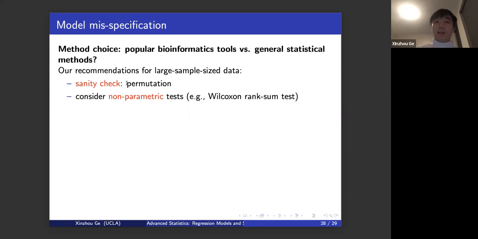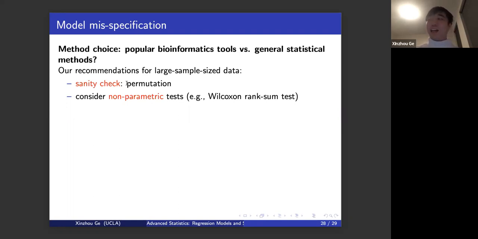And second, if we already have a large sample size, we can consider using non-parametric tests, for example, the Wilcoxon rank-sum test. It will not have the problem of model misspecification, and it will also have enough power when the sample size is large. And this is what I would like to say about the statistical rigor.